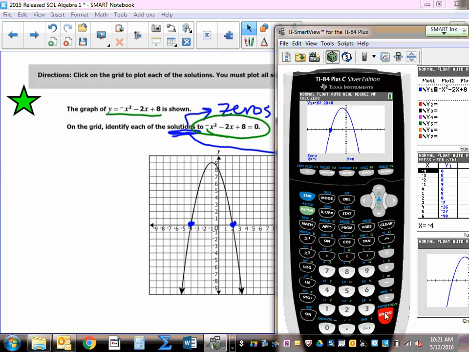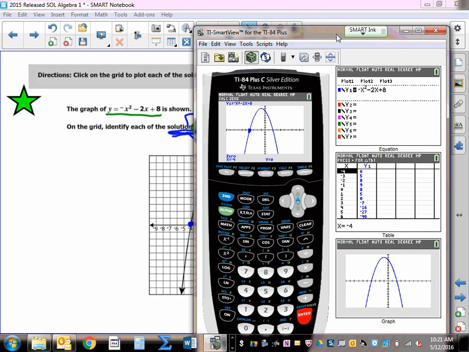So what if my 0 was 2√2? You can't figure that out by just looking at your graph. It would give you the decimal here, and then you can find out which of your answer choices matches that. So that's another method we can use there.